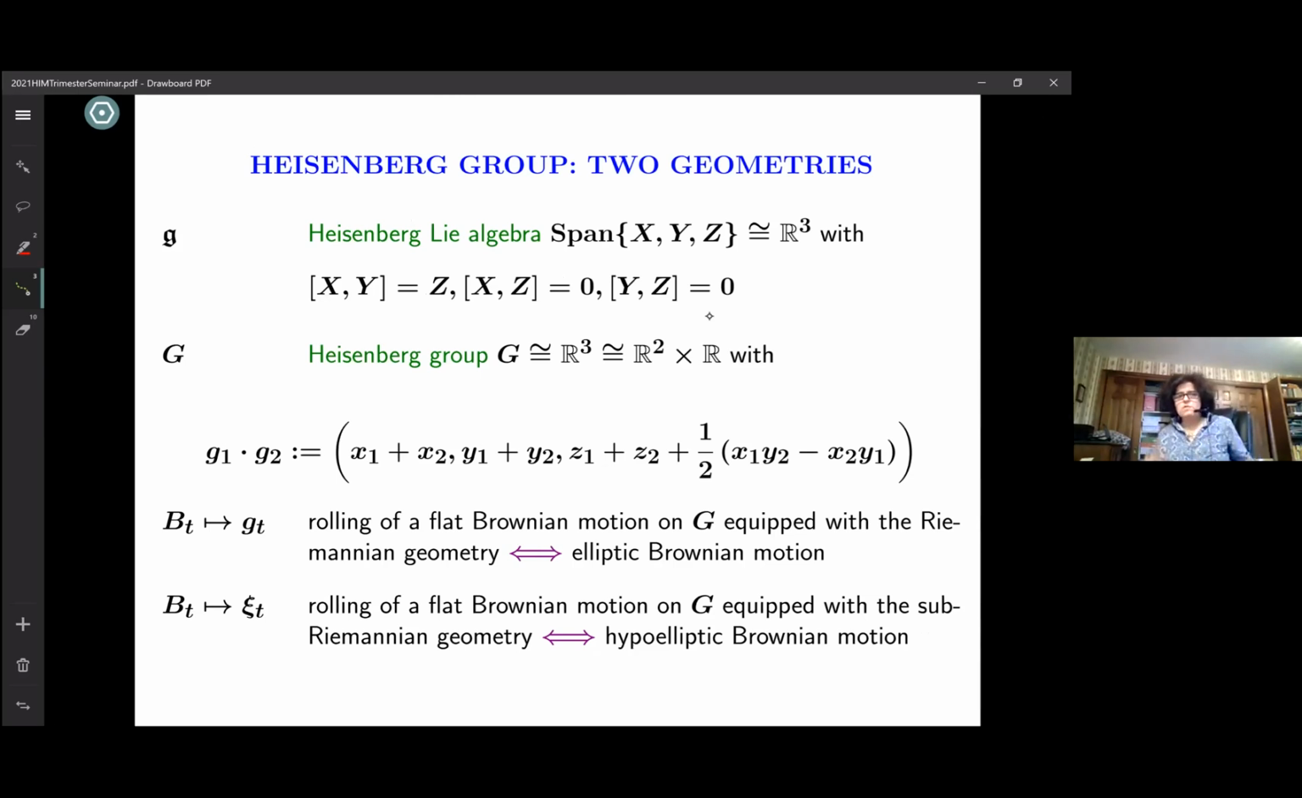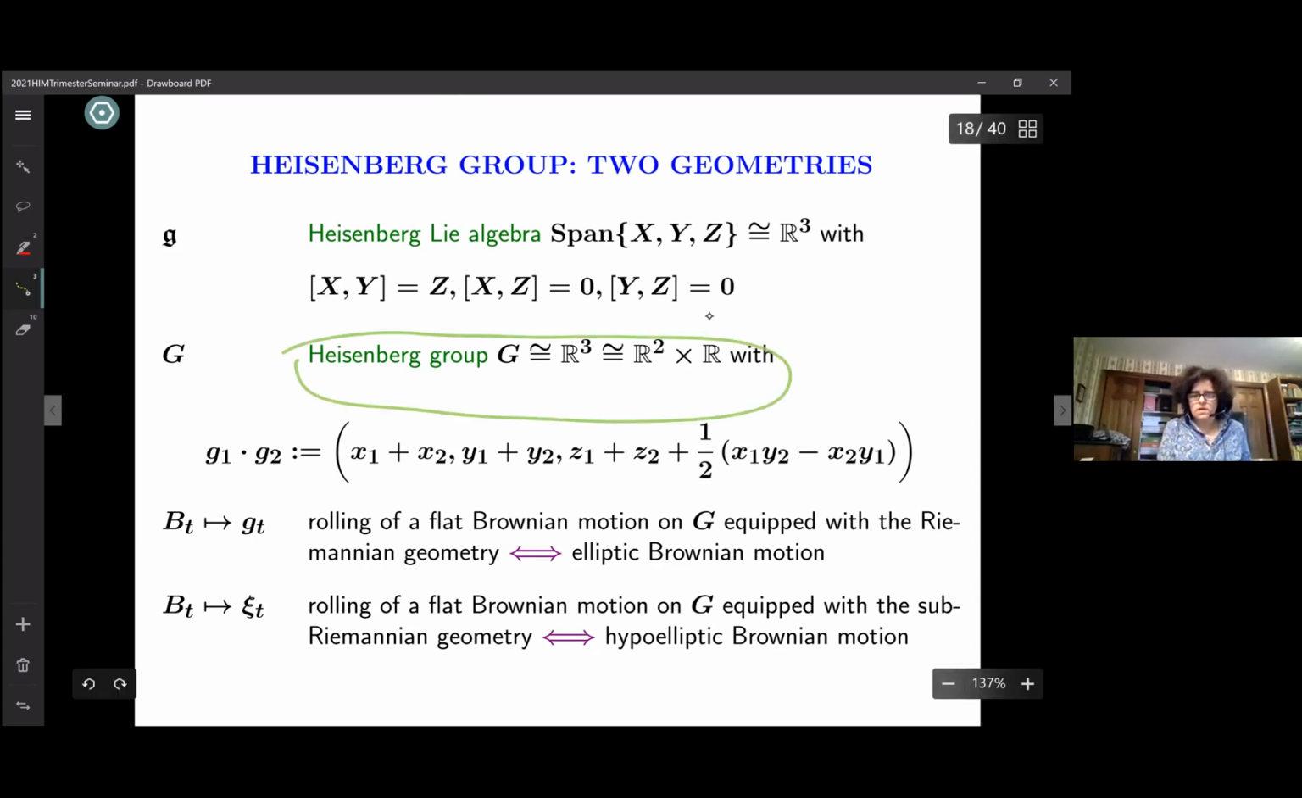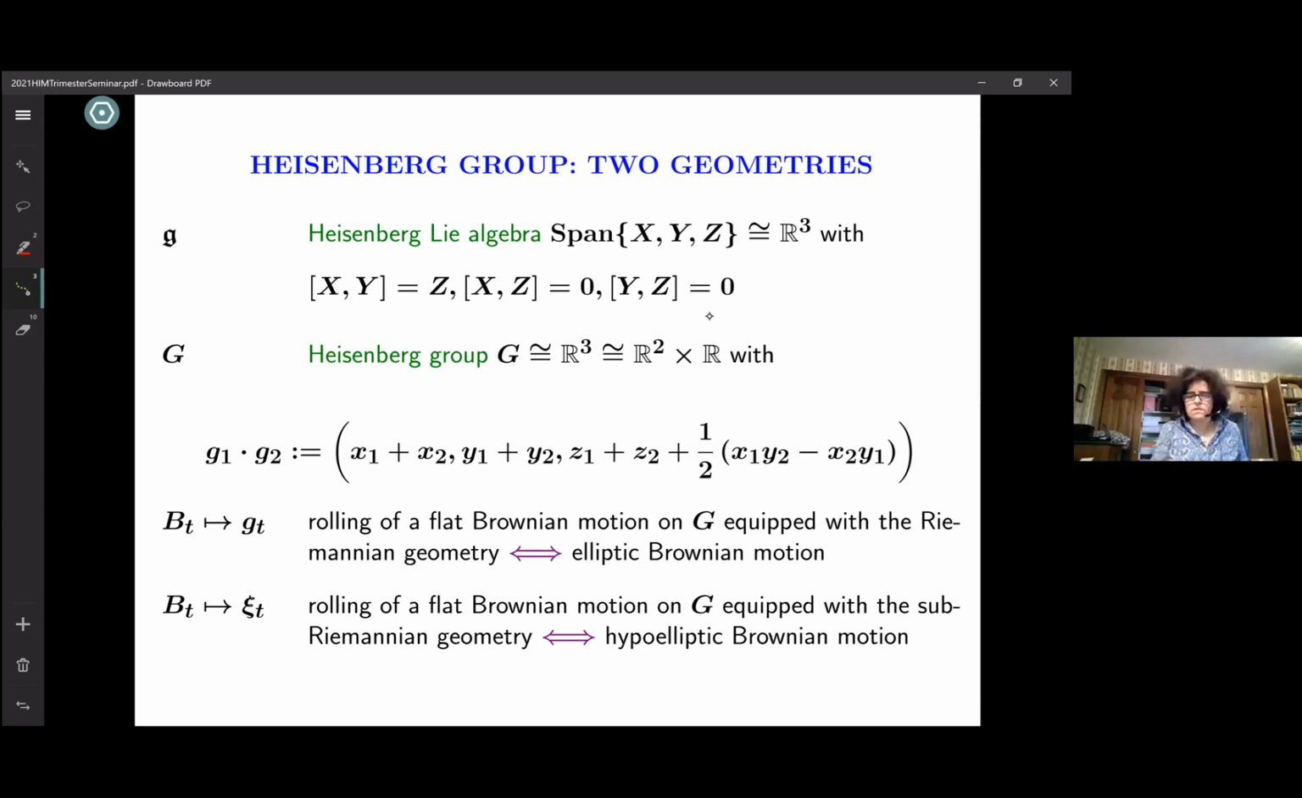Okay, so just to recap, what we've seen was that besides the usual flat space on R3, we have two geometries on R3. So as you can see, the Heisenberg group in this case is just R3 with this funny law where you have the usual addition for three components plus the correction term, which is given by the standard symplectic form. And the corresponding two Brownian motions I had were elliptic Brownian motion and hypoelliptic Brownian motion.